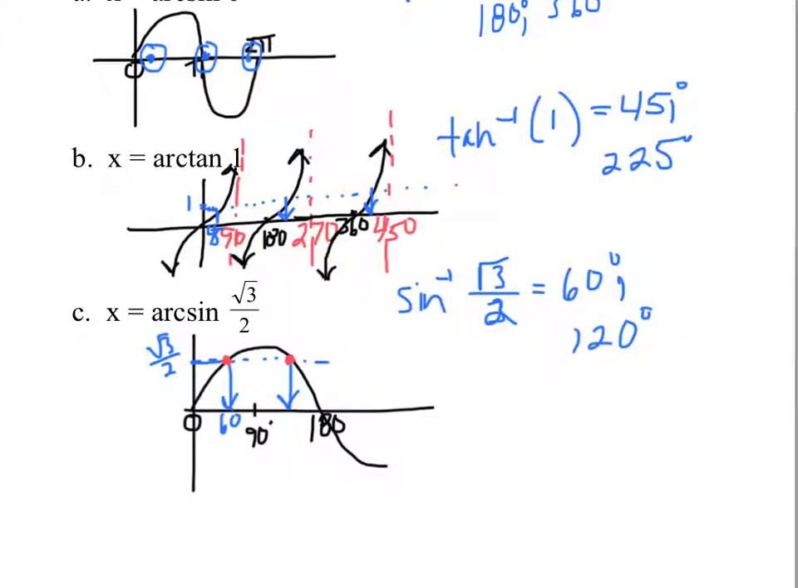So find the first angle on the calculator and then go to your graph, see where that angle is supposed to be, and find any other angles in that specified interval using the graph.